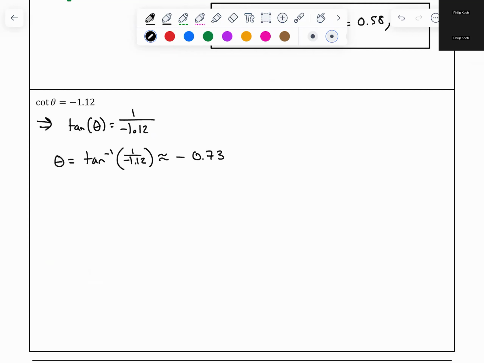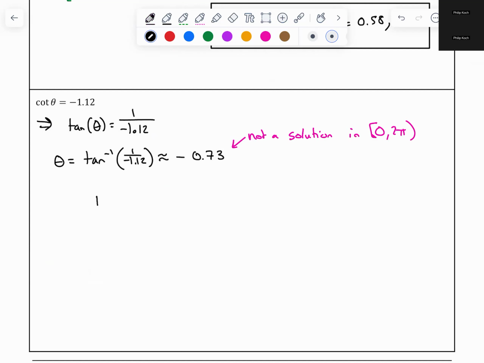So this is not a solution in 0 to 2 pi. But it is the reference. It will give us the reference. That's not going to work. So it's not really a solution.